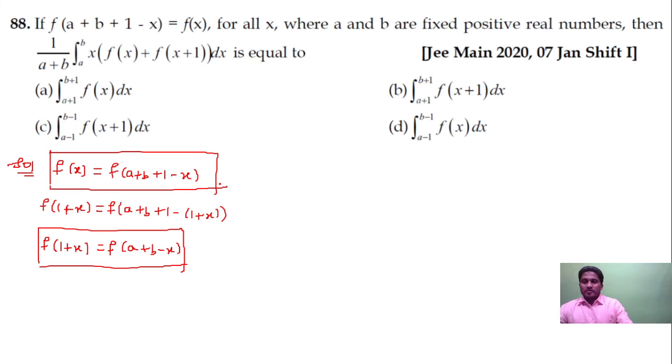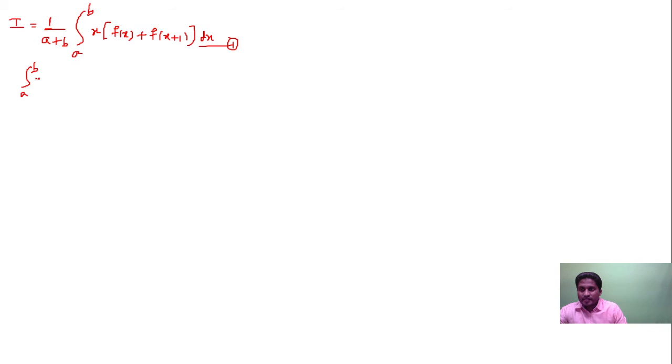Okay, now I take I is equal to 1 upon a plus b, integration of a to b, x into f of x plus f of x plus 1 dx. Call this equation 1. I'm going to use the property: integral a to b f of x dx is equal to integral a to b f of a plus b minus x dx.